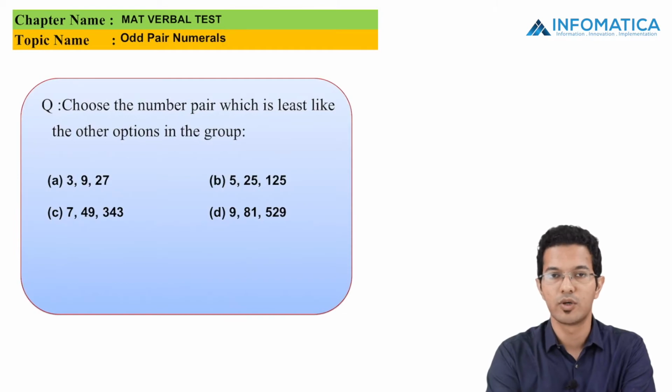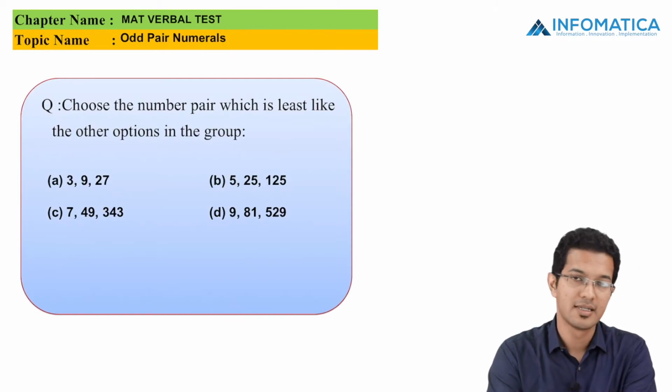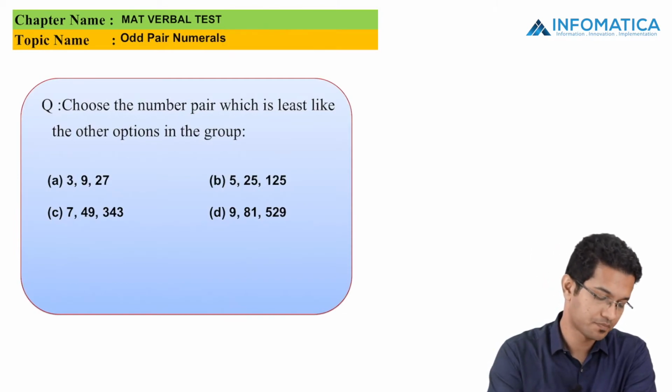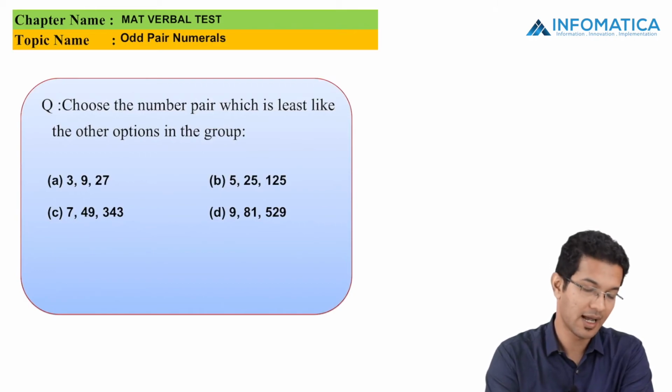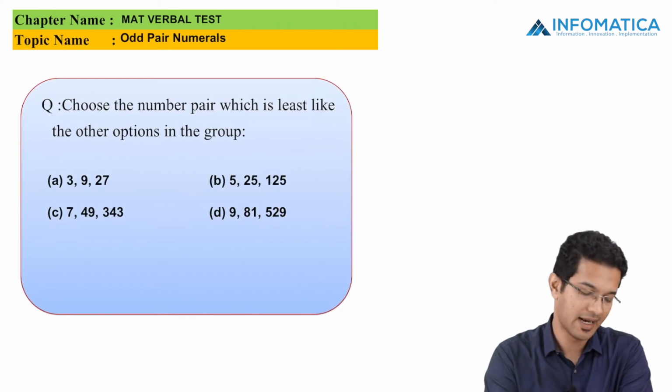बढ़ते हैं next MCQ की ओर. Option A is 3, 9, 27. Option B is 5, 25 and 125. Option C is 7, 49 and 343. And option D is 9, 81 and 529.